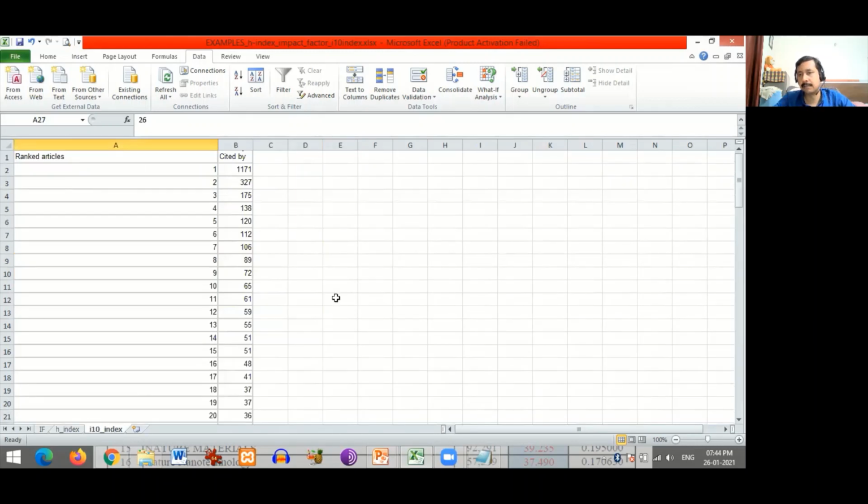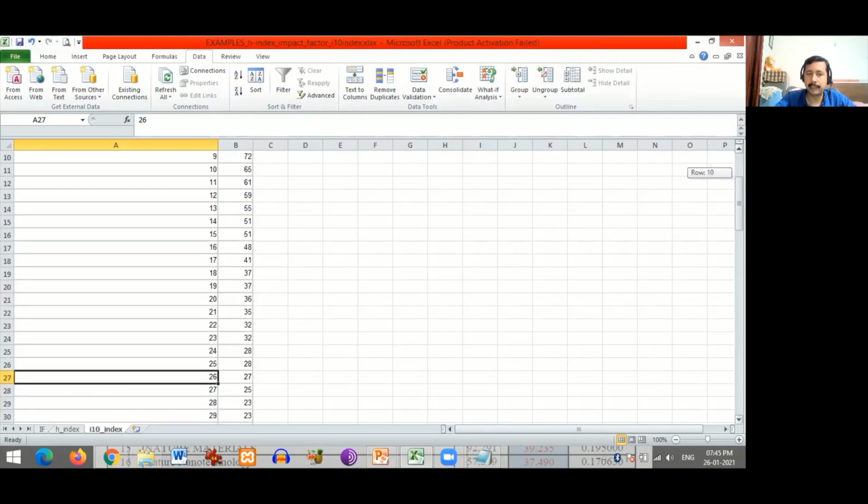I-10 index is used exclusively by Google Scholar only. It simply means the number of articles having 10 or more citations. For this also, arrange the articles in the descending order of the number of citations received, which I have already done in this illustration. I will scroll down to the point where the number of citations is 10, the last value 10.